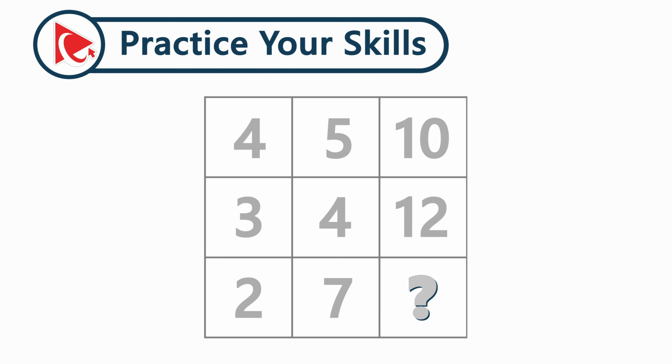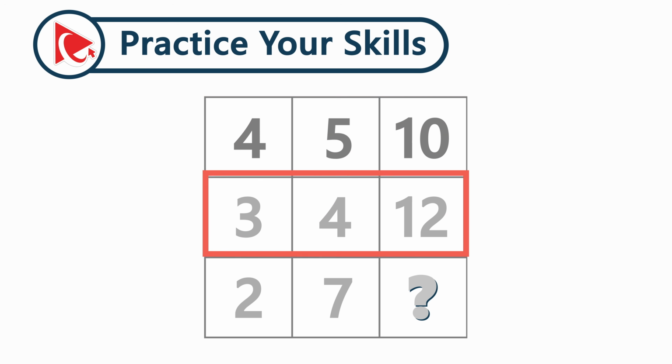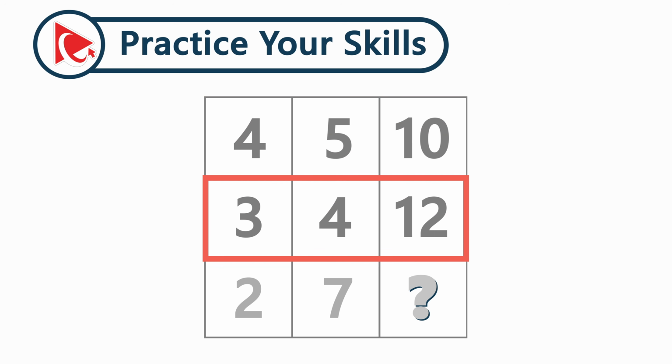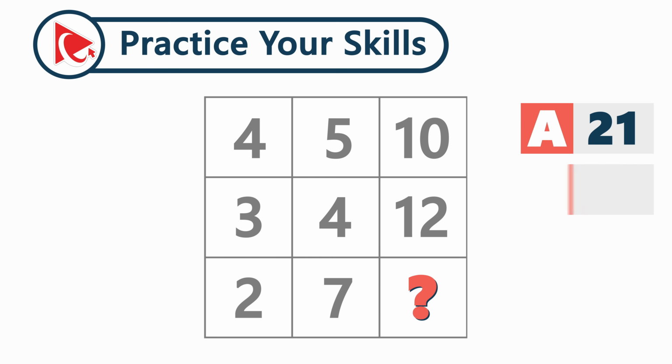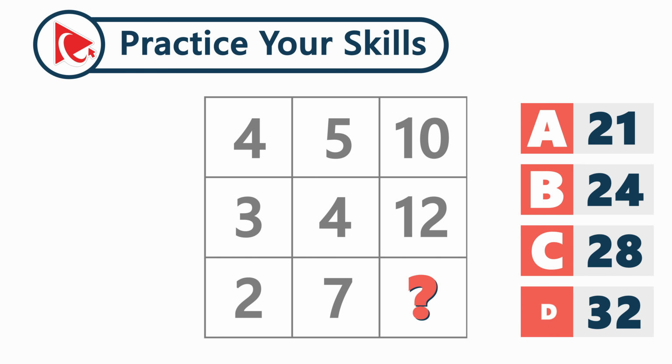You are presented with 3 by 3 square. First row in the square has numbers 4, 5, and 10. Second row has numbers 3, 4, and 12. And then the third row has numbers 2, 7, and then comes the missing number, which you need to calculate and select your answer out of 4 possible choices. Choice A, 21, choice B, 24, choice C, 28, and choice D, 32.